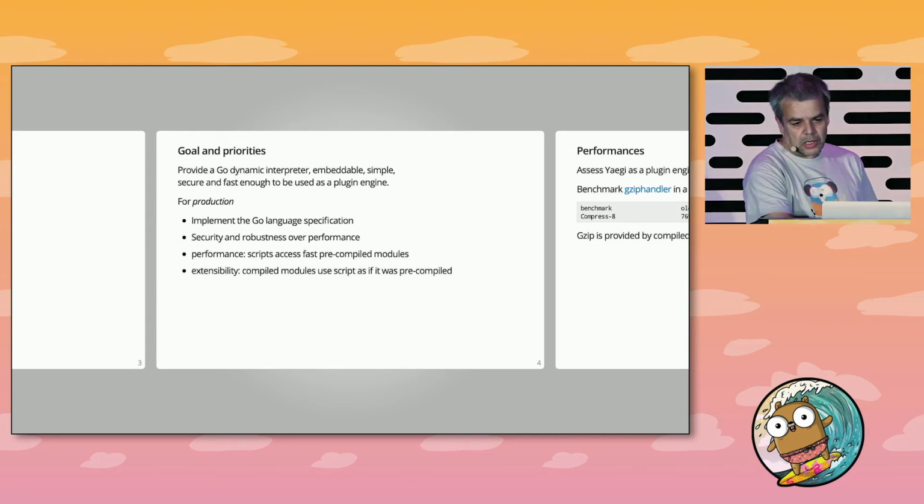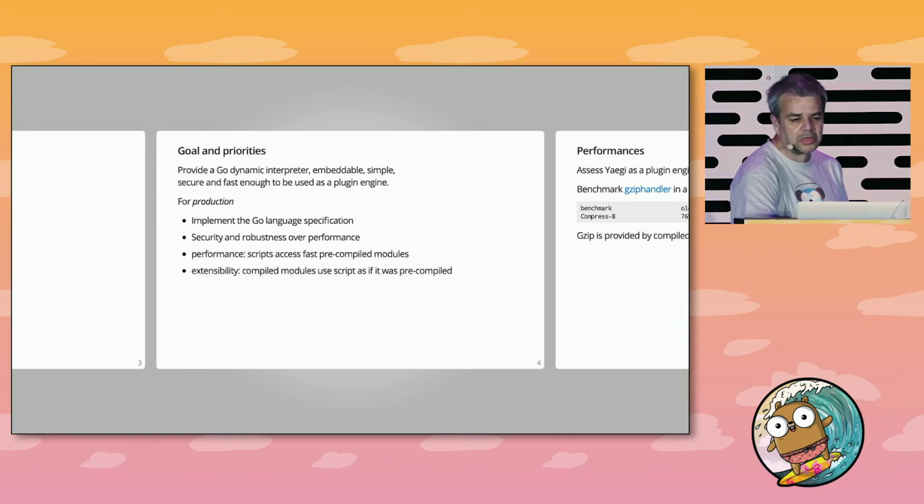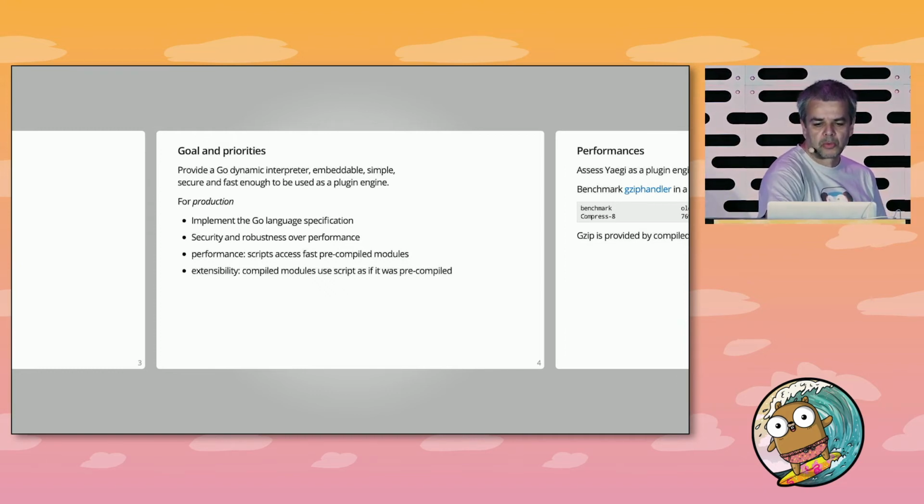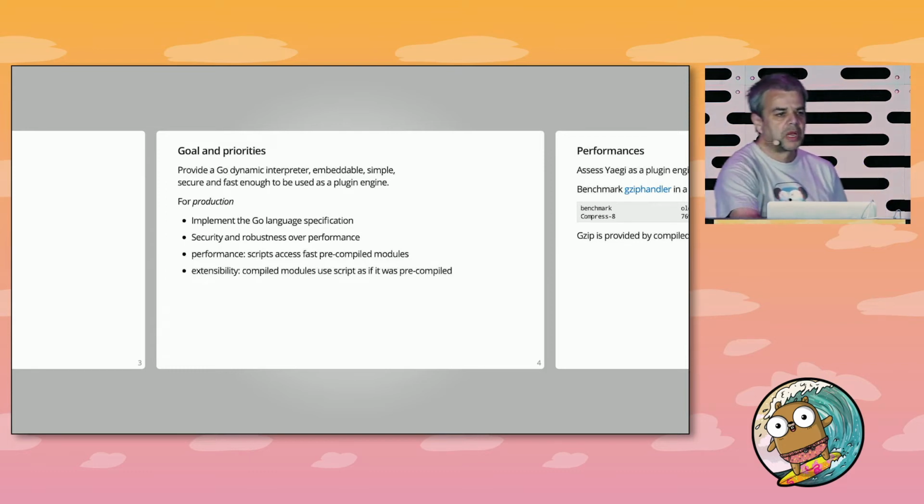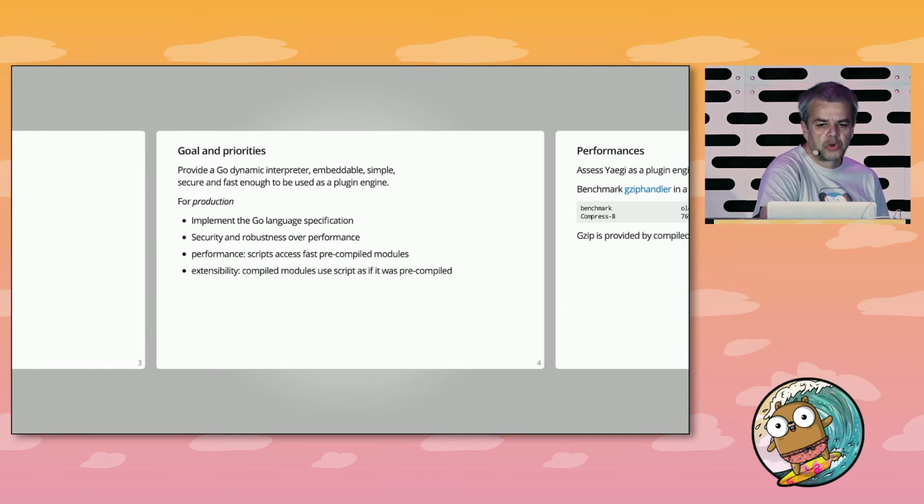So the main priority for us is to fully stick to the Go standard. We want to implement the full Go specification, and we waited to announce this project until we had reached this target. We also want to put security and robustness over performance. After all, it's not a big deal if the interpreter is a bit slower than compiled mode. Everybody understands that. But if we want to use it in production, it has to be secure.